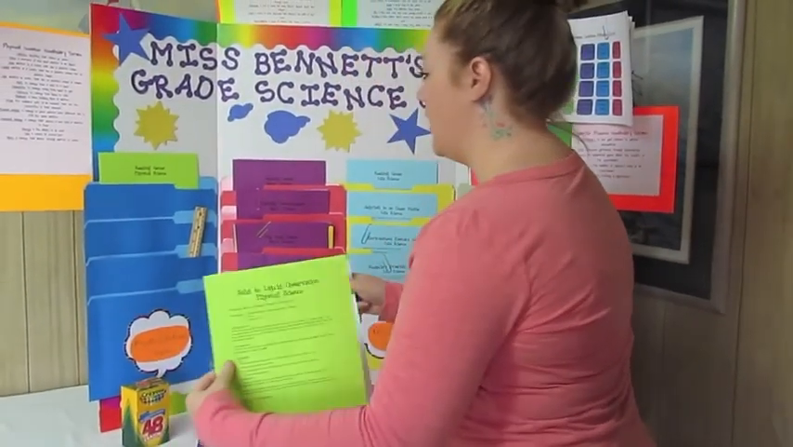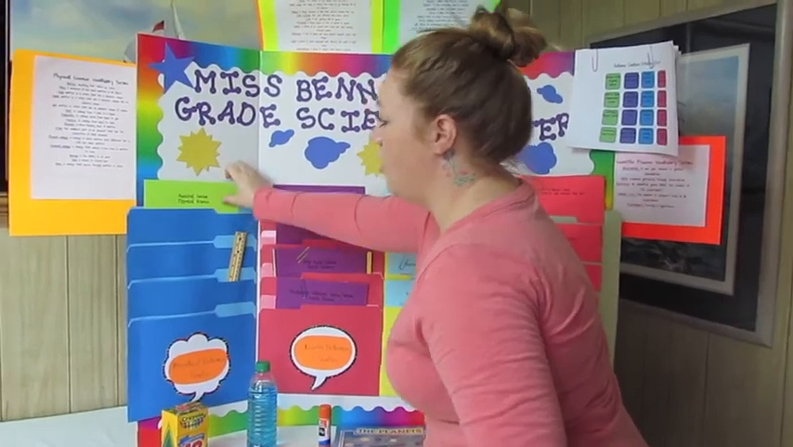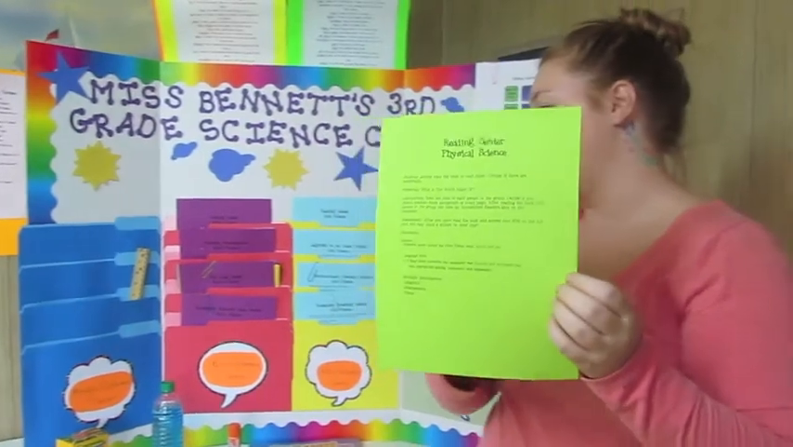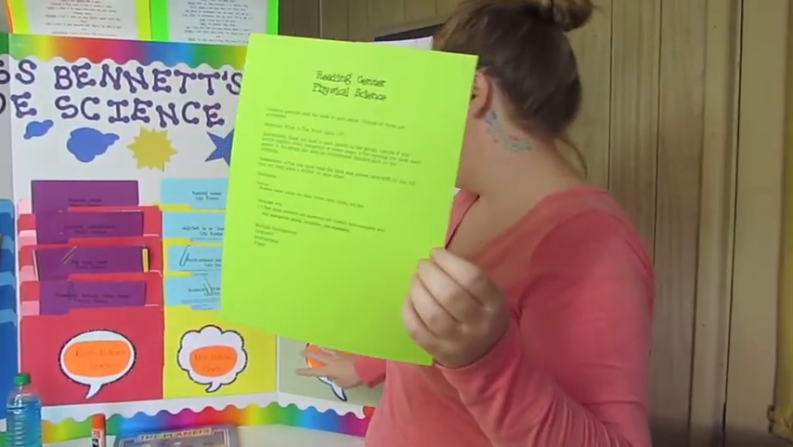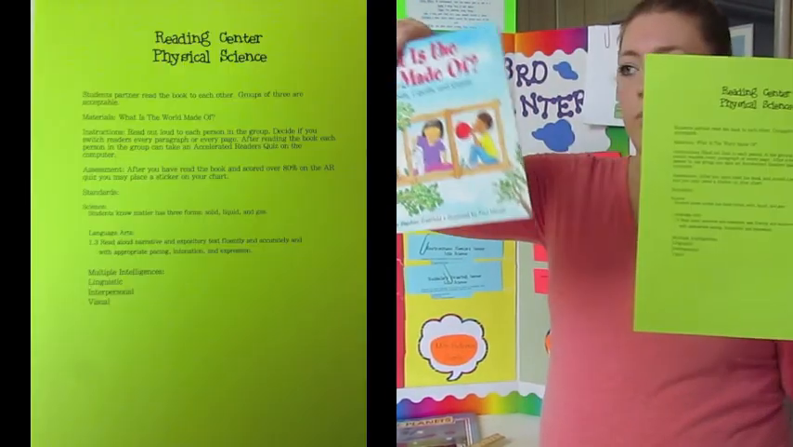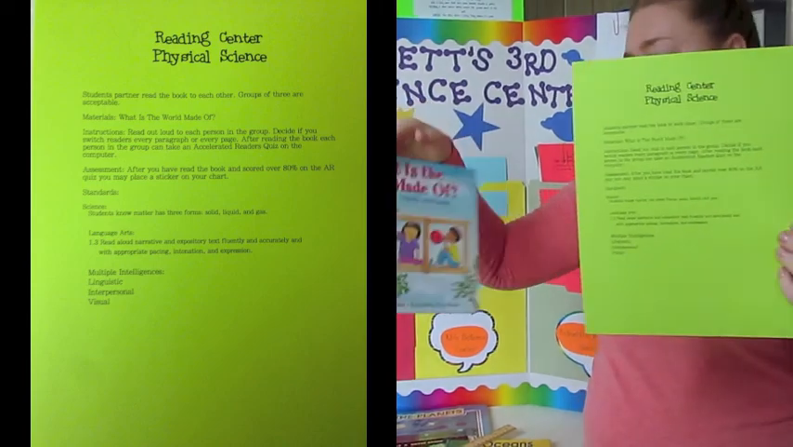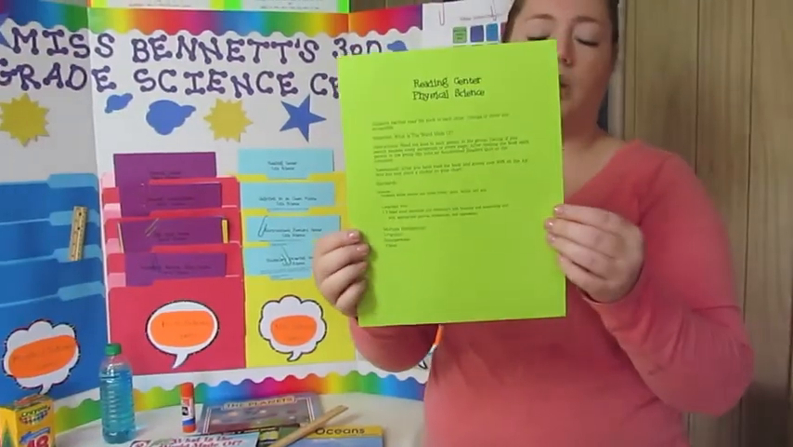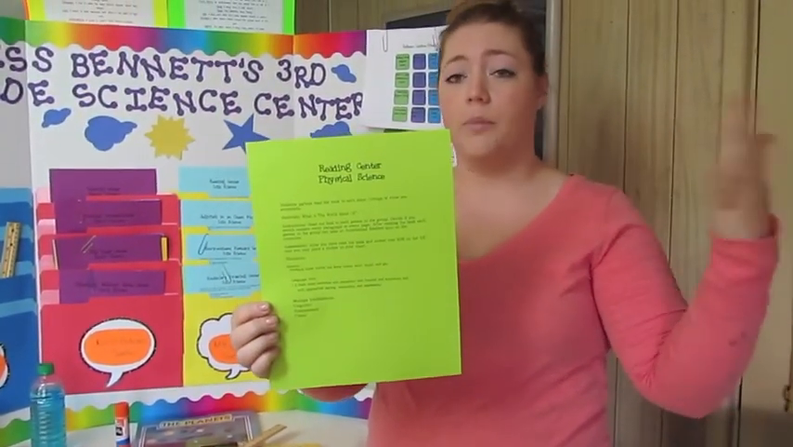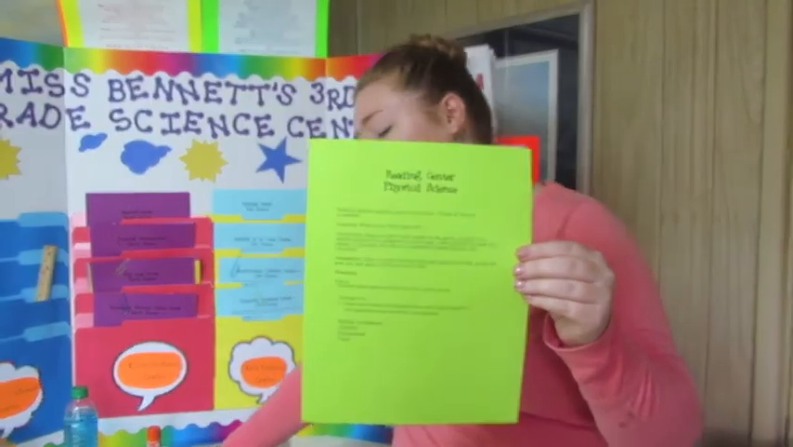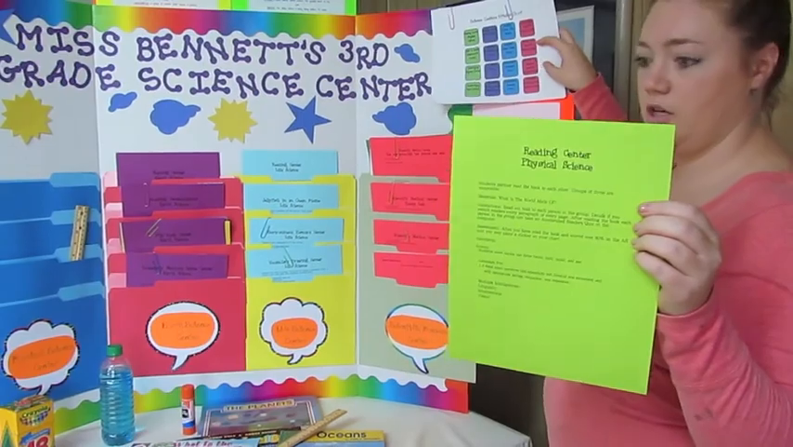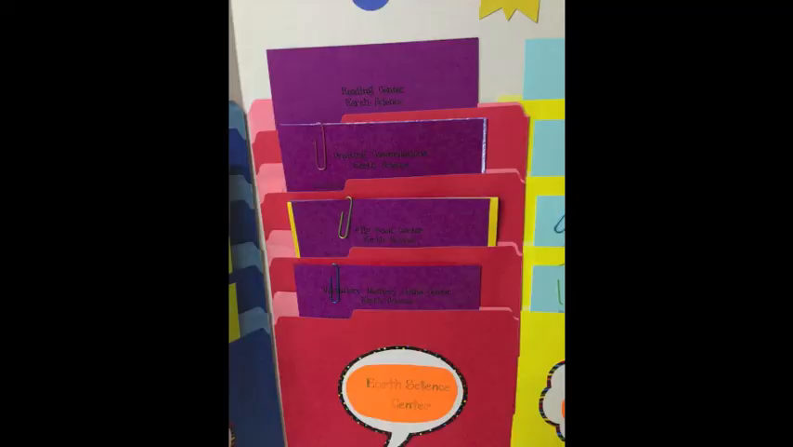And then the next center is a reading center, and all of the units have a reading center. So physical science, earth science, life science has a reading center. For this one, they would read this book, What is the World Made of? And then once they read the book, they could work in pairs, they could read each page, they could switch off by page or paragraph, and then after they're done they would take an AR test, and if they score more than 80% then they can put a sticker on their assessment chart, which is listed on this.